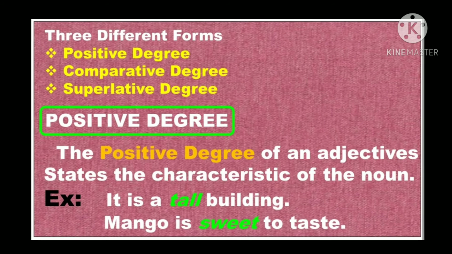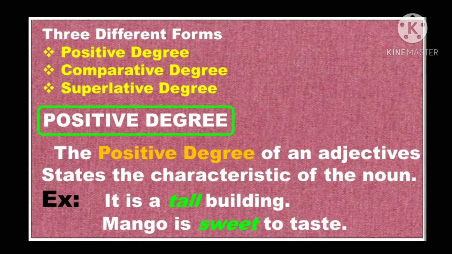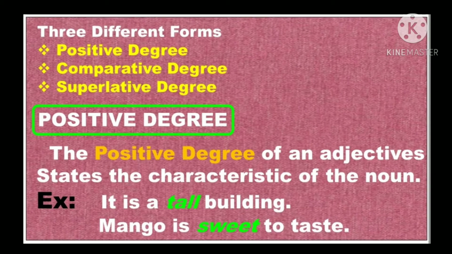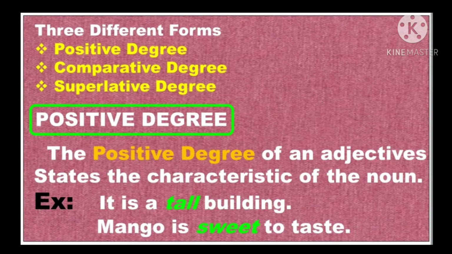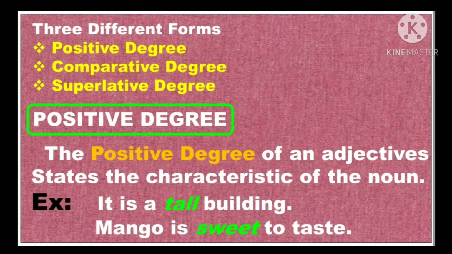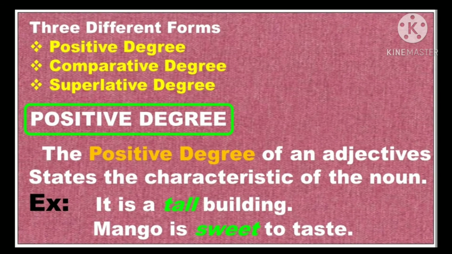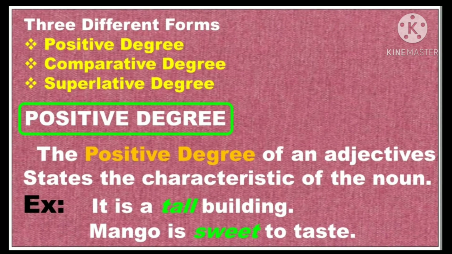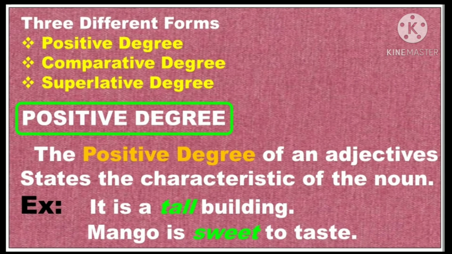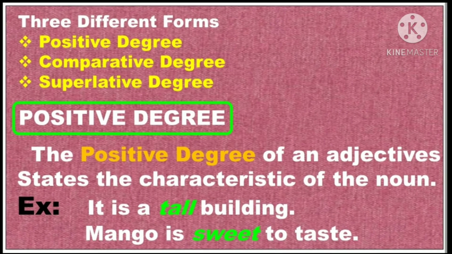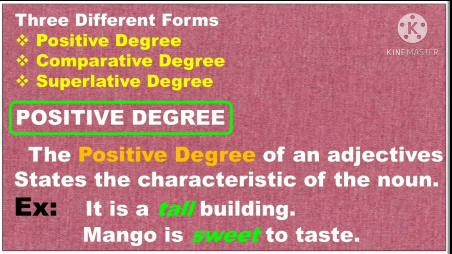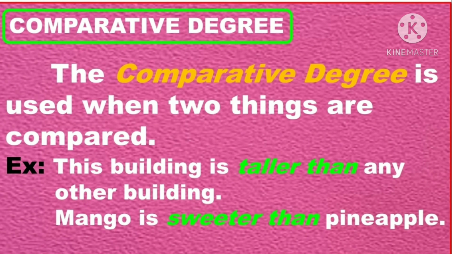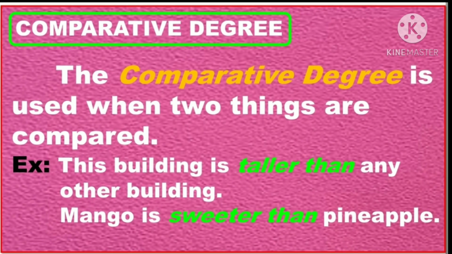The first one is the positive degree. The positive degree of an adjective states the characteristic of the noun. Look at the example. It is a tall building. Mango is sweet to taste. Here, see the words tall and sweet. They describe the building and the taste of the mango. Got it?